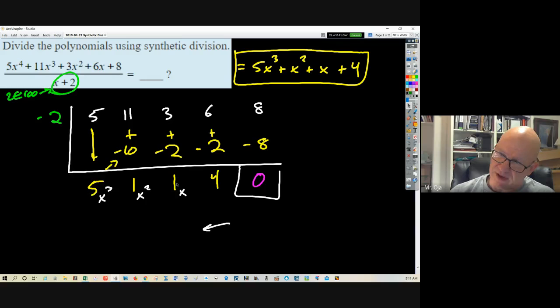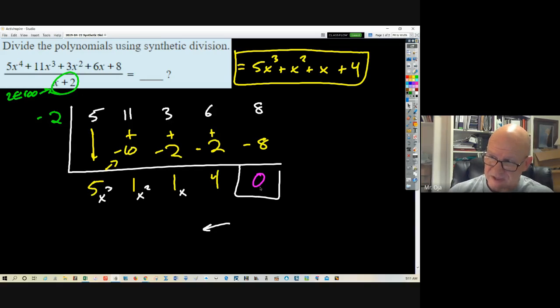So we get another number below, another yellow number. 1 times -2 is -2. So we push that over into the next column, which we add to the 6, and we get a 4. 4 times -2 is -8. And then we add vertically, and 8 plus -8 is 0. So what that means in this case is there is no remainder when we do this division.